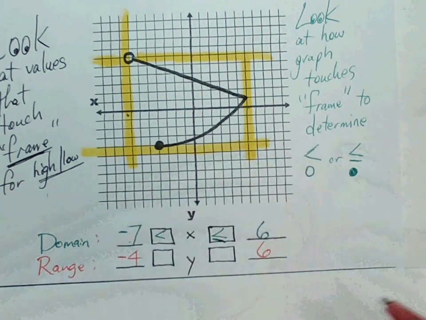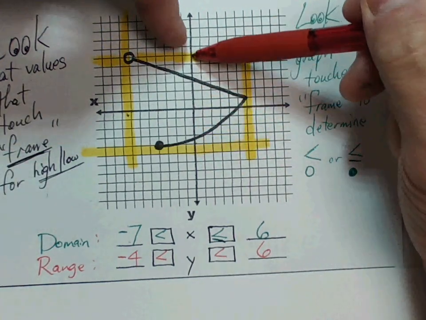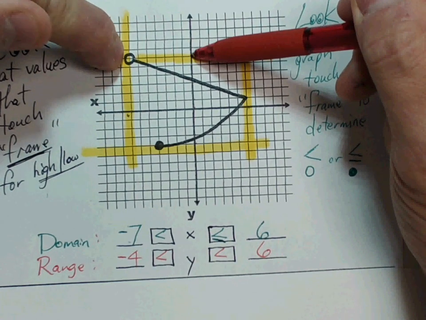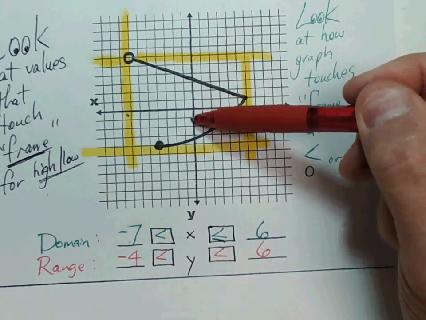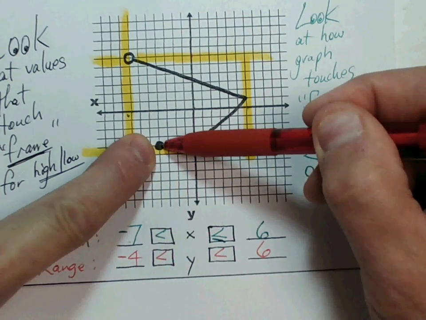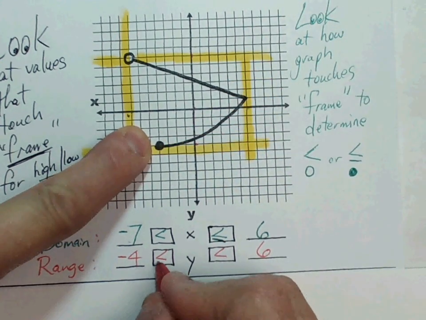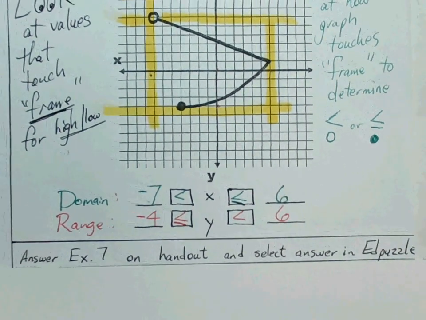Now, to determine if it's going to be less than or equal to, look at your dots. So up here at my high point, look at the graph, that's an open dot. So I need to leave my high point with less than. But now let's come down here to the low. Down here at the low point, the graph has a closed dot. So in order to show that I'm going to include my low range value, I'm going to put an equal to sign right there. And this is the domain and range for this function. Alright, go ahead and try example 7 on your Edpuzzle, see how you do.